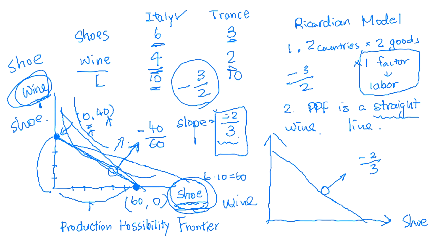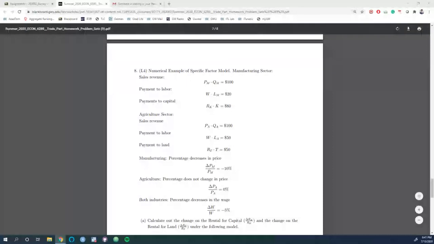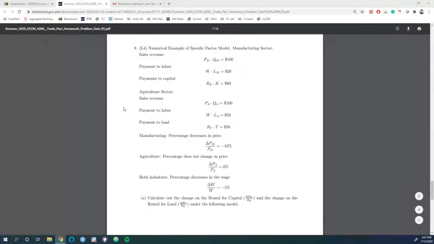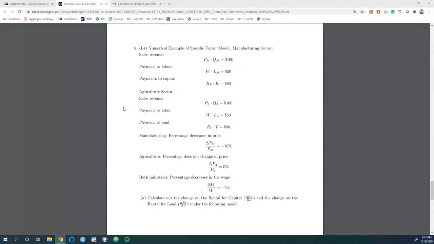Okay, so let's take a look at the next question. No problem. Let's take a look at question number 8. Let me just show you. Okay, so this is the question, right? Basically, this is just a repetition of the last example we went over in lecture 4, that was last Wednesday, right?